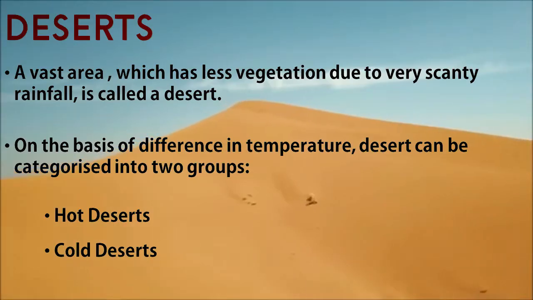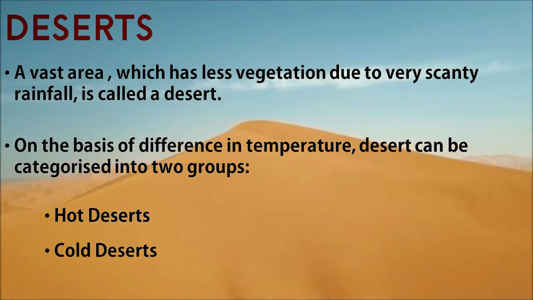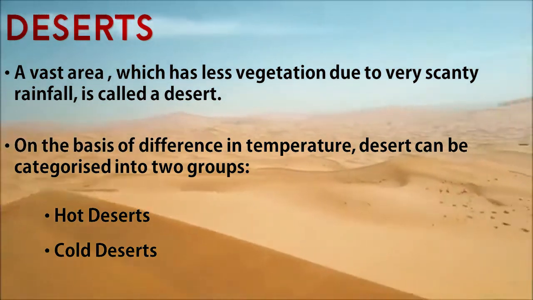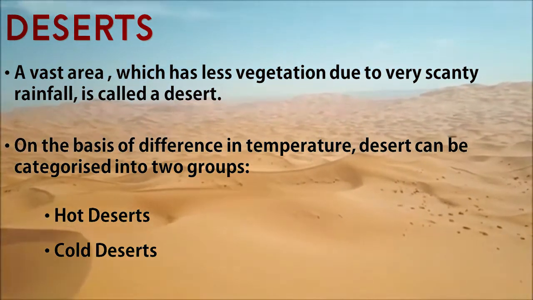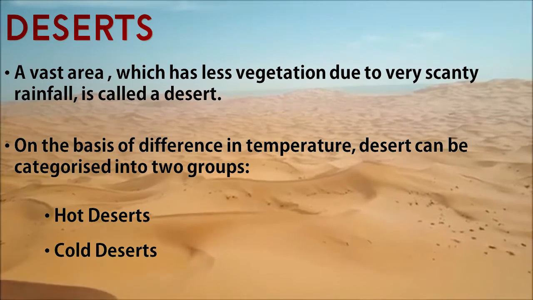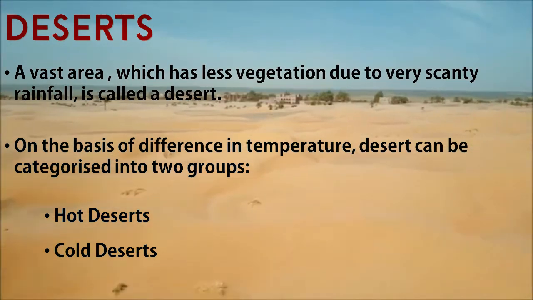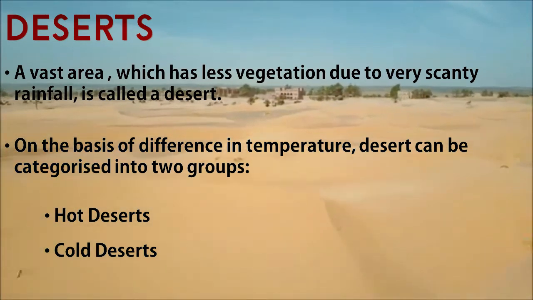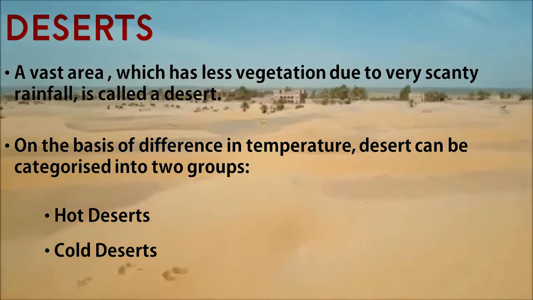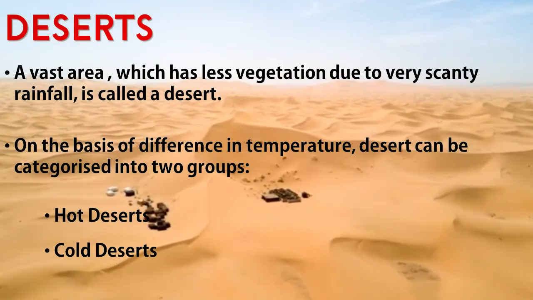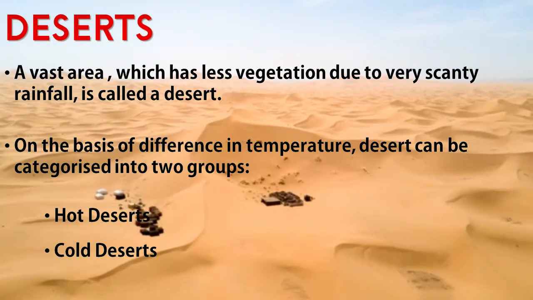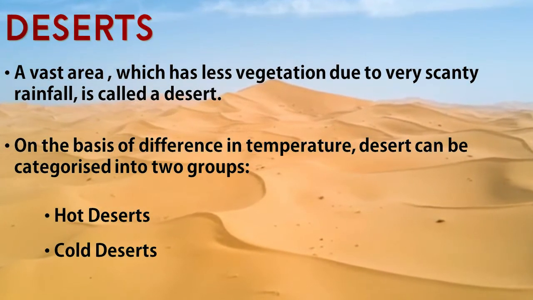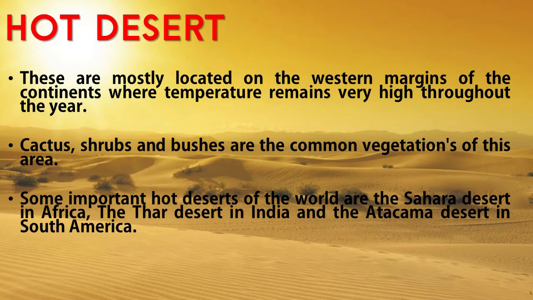Deserts. Deserts are the third type of vegetation belt found in the world. So desert is a vast area which has less vegetation due to very scanty rainfall, means very less rainfall, and is known as or called as desert. So on the basis of difference in temperature, deserts can be divided into two groups, namely hot deserts and cold deserts. Let's see hot deserts first.